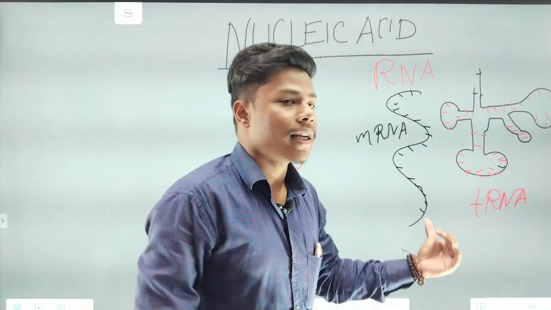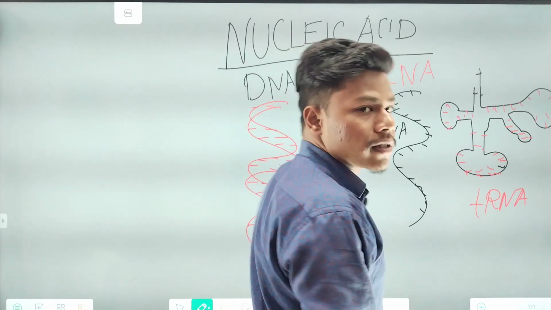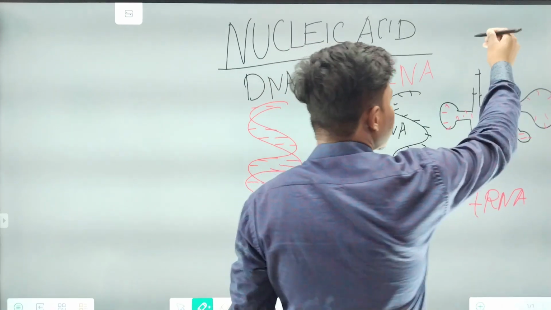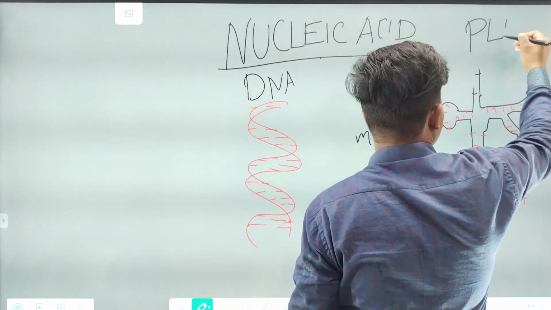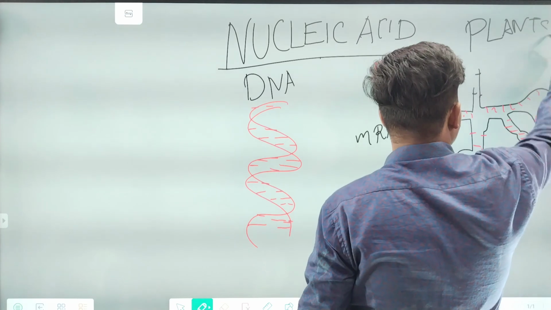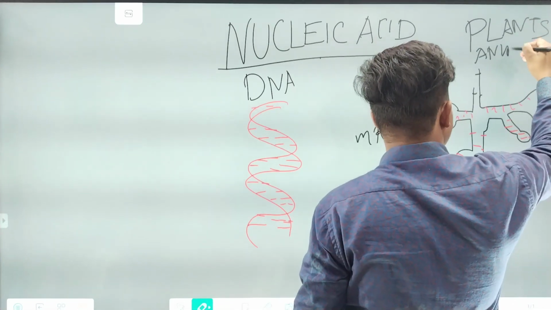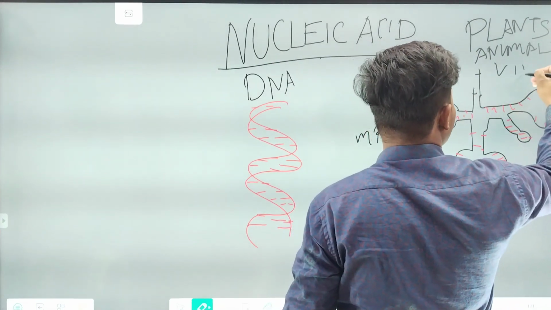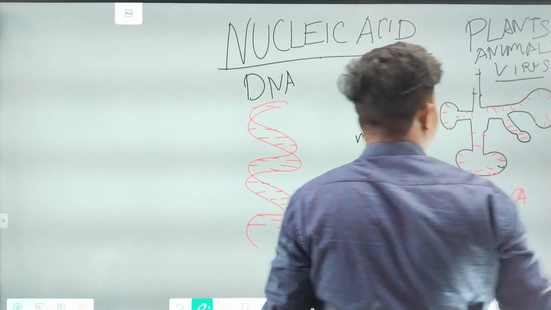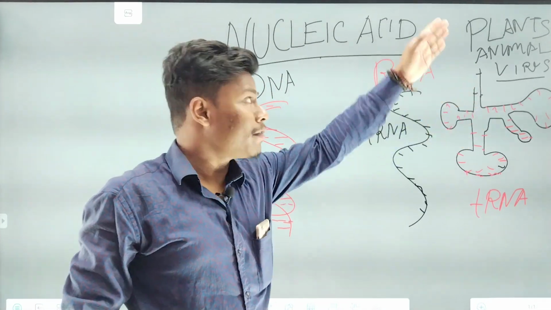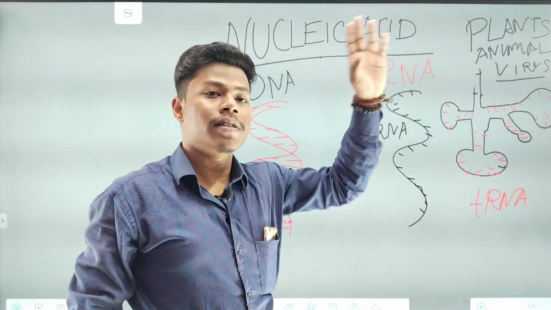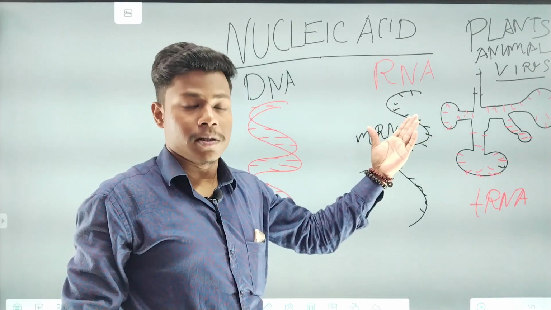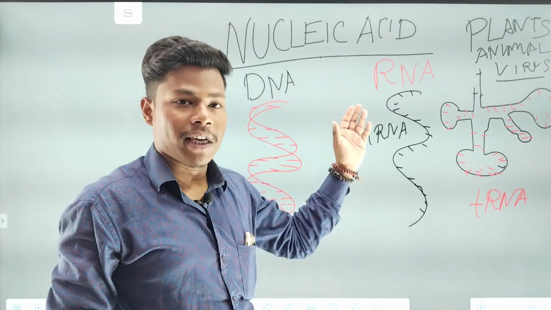This DNA and RNA is present in all living organisms. For example, DNA is present in plants, in animals, and in viruses also. The DNA and RNA is present in viruses, plants and animals. That means in every living organism, DNA and RNA is present, and it is responsible for their life to happen.